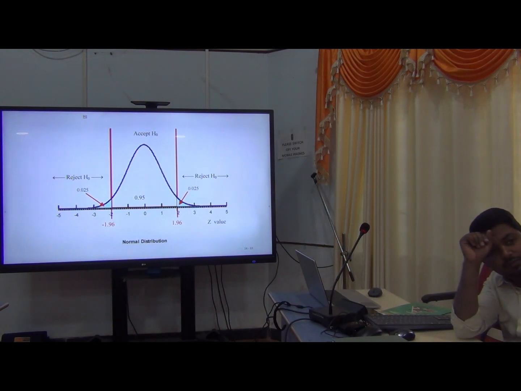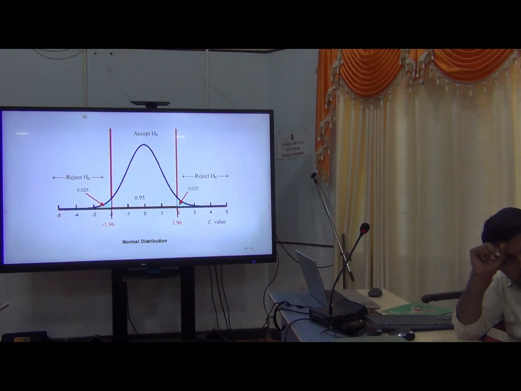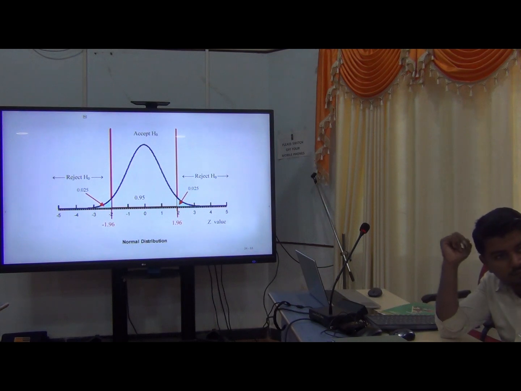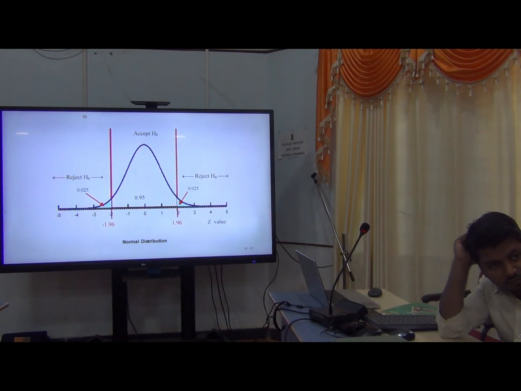X bar minus mu divided by S. This S is the standard deviation of the sample. Standard deviation of the population is sigma. Then S divided by square root of n. Okay, so suppose this is 1.96. Always remember, when you generate your results, your t value has to be greater than plus or minus 1.96. Then only your results are correct.